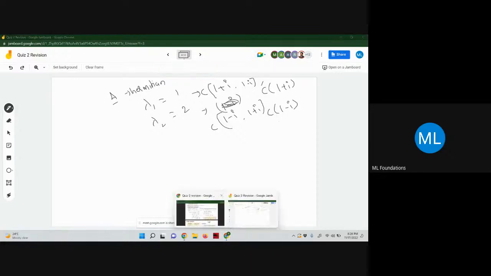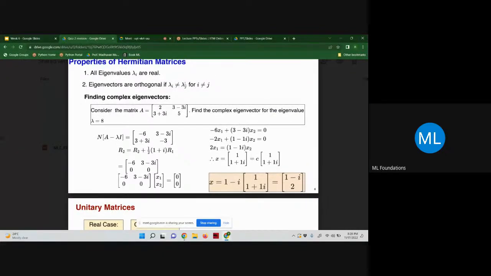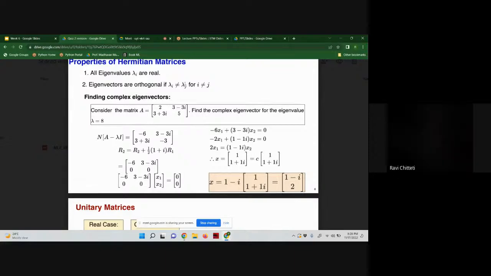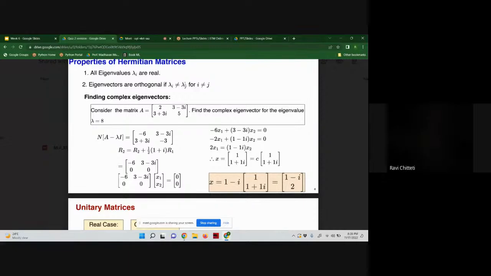All that we are saying is that if the eigenvalues are not equal, then the corresponding eigenvectors are orthogonal. Only if they're not equal. We are not saying that all the eigenvalues are distinct. They are orthogonal if lambda i is not equal to lambda j. Okay, got it. Sorry, I misread that. Thanks.